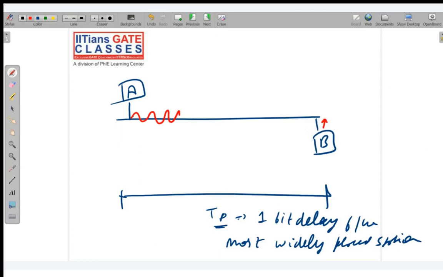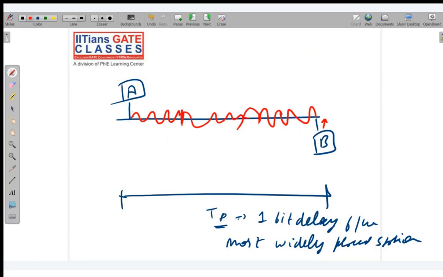Why? Because when B is sensing here, only the first bit has come till here. Now B has sensed the channel and will find it to be idle. It will again start sending its data, and here a collision will occur. So what is the range of time in which collision can take place?